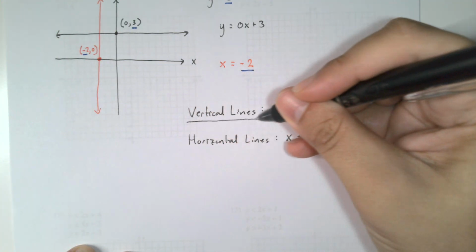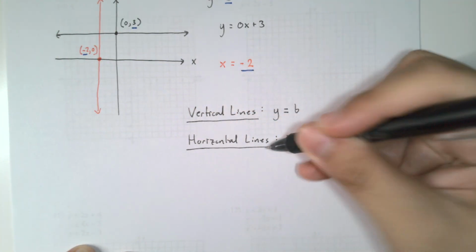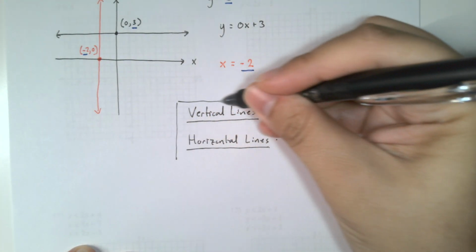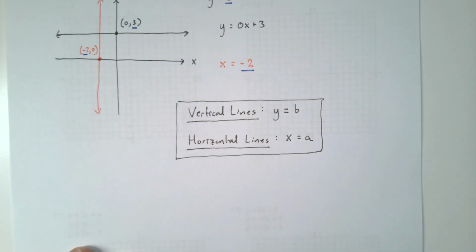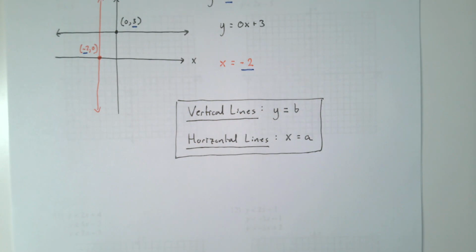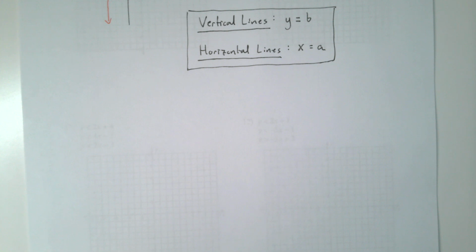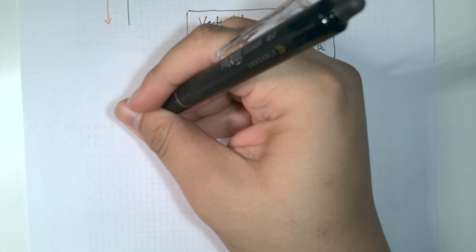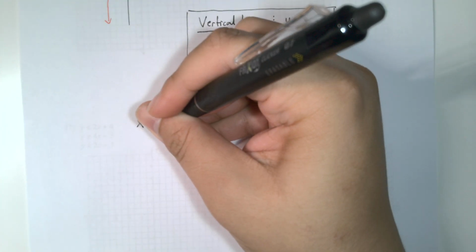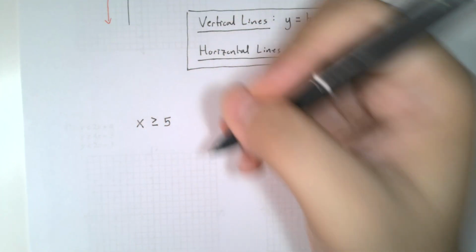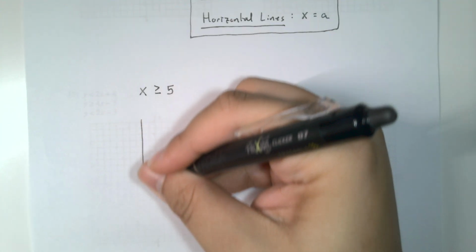But this right here is super duper important for us to recall because a lot of the problems on your assignment here require us to graph horizontal and vertical lines. Now, what about shading? What if I give you, let's see, maybe x is greater than or equal to 5? How would that look?